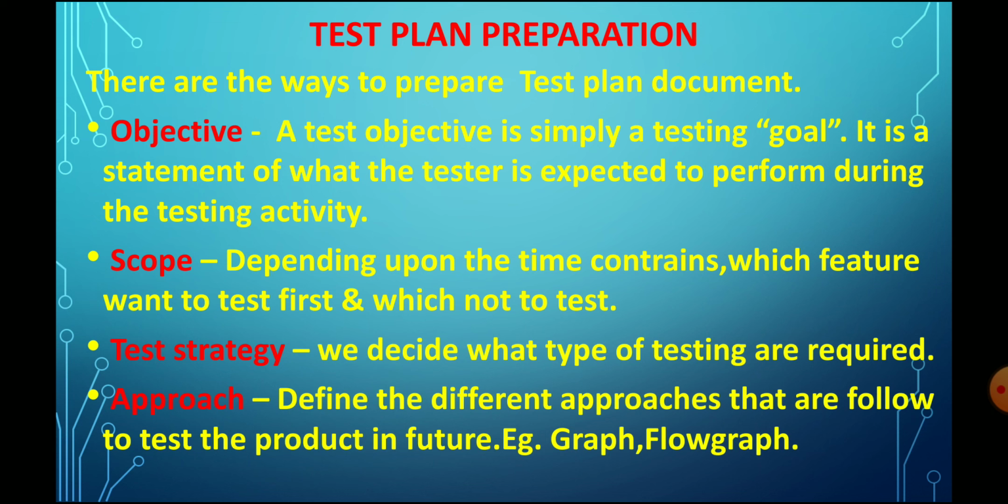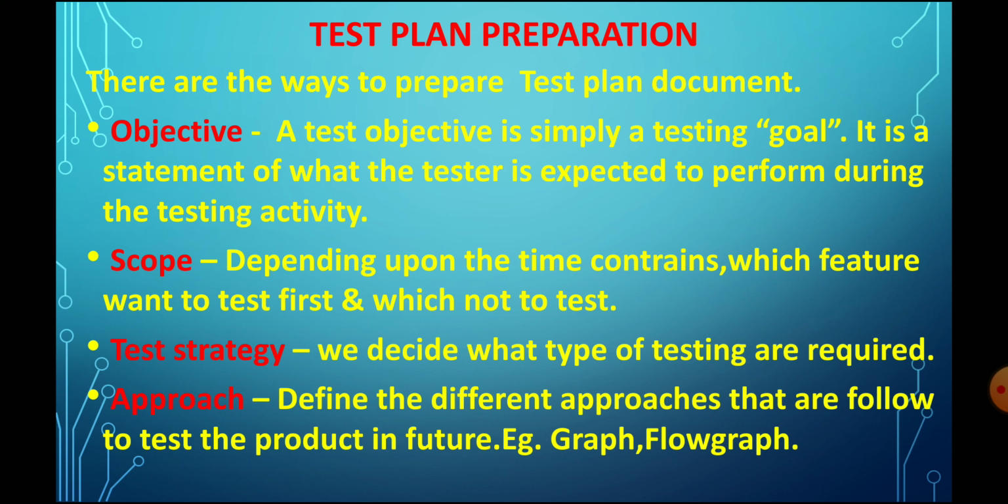Next, test strategy. We decide what types of testing are required. If we take the same example, the Amazon application, here the testing types implemented are functionality testing, integration testing, regression testing, compatibility and ad hoc testing, system testing, performance testing, and smoke testing. Smoke testing is a deep testing. So these are the testing types implemented or tested in the Amazon application. Testing types are decided depending upon the application.